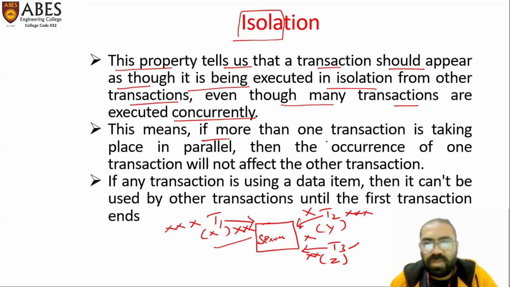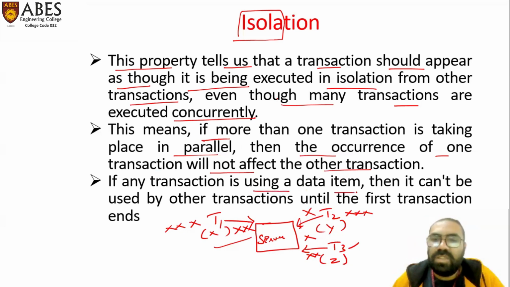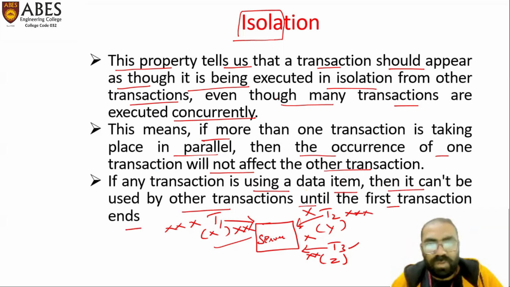This means that if more than one transaction is taking place in parallel, then the occurrence of one transaction will not affect the other transaction. How do we achieve that? We'll see that with view serializability and conflict serializability. If any transaction is using a data item, then it cannot be used by another transaction until the first transaction ends. That is the important point. And this creates some problems also, like starvation and deadlock, and we're going to cover these topics. So isolate means that if a transaction is happening, it doesn't have any effect on the others, and if it is using some data item, that item is free for other transactions only when the transaction ends.